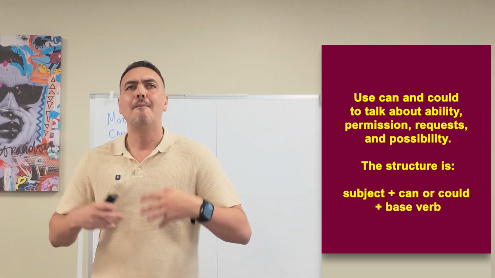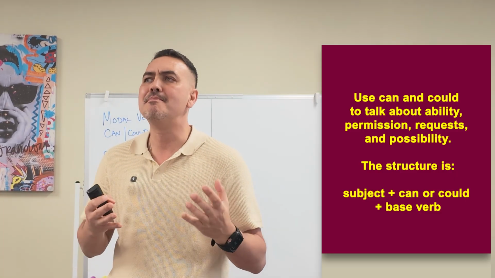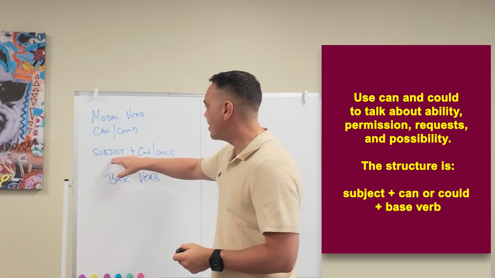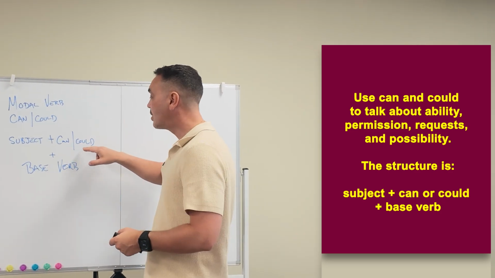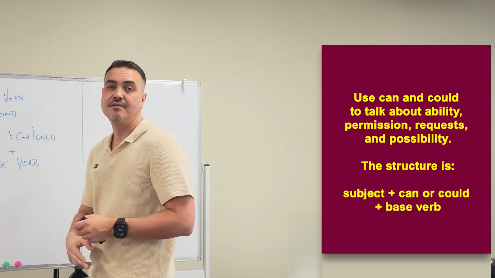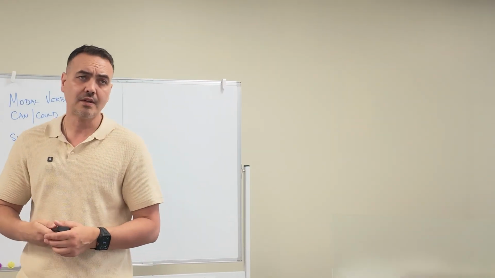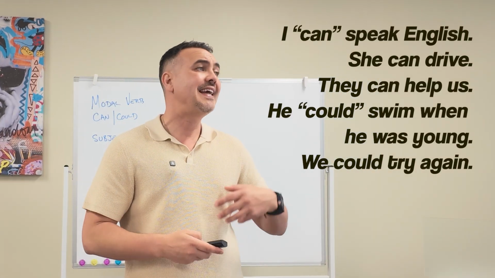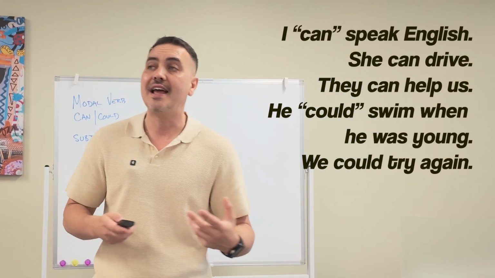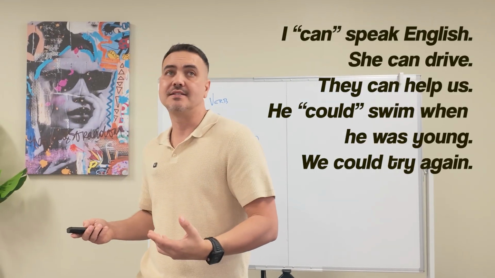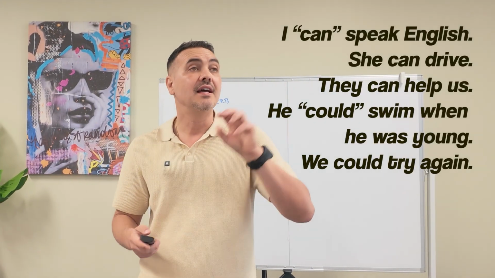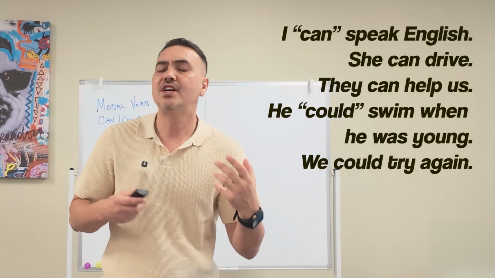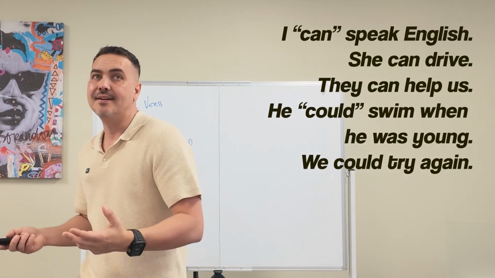Okay? A modal verb helps the main verb in a sentence, and the structure for this is subject plus can or could plus the base verb, okay? For example, I can speak English. She can drive. They can help us. And then you have, he could swim when he was young. We could try again, okay?